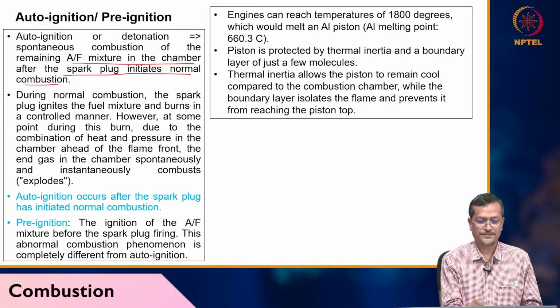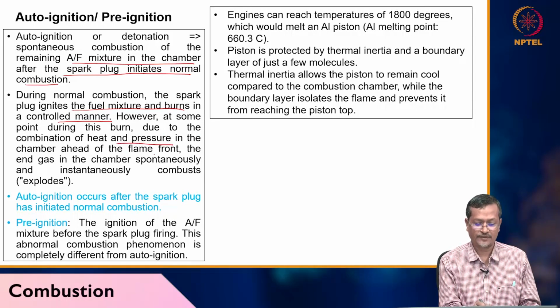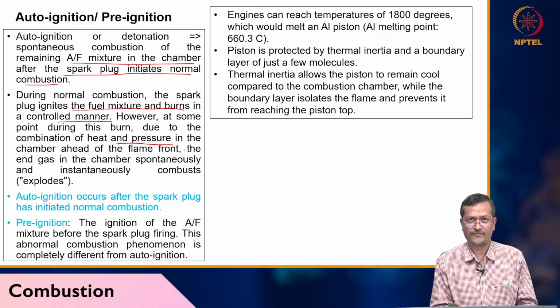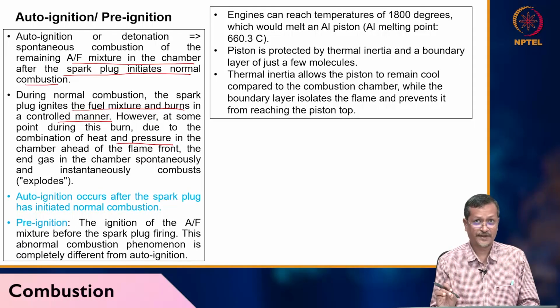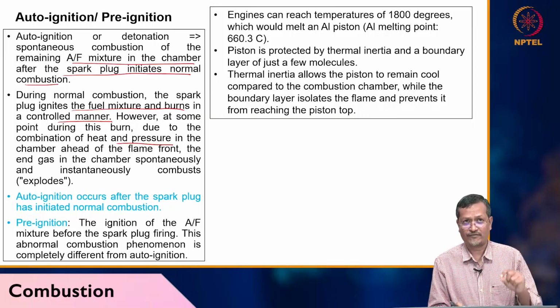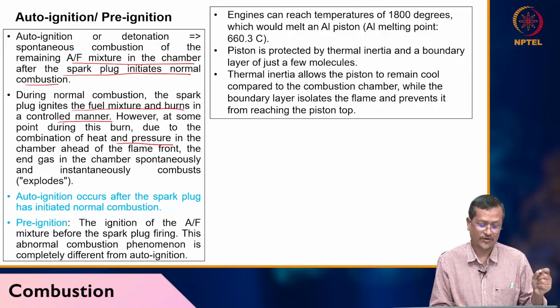During normal combustion, the spark plug ignites the fuel mixture, which burns in a controlled manner. However, at some point during the burn, due to the combination of heat and pressure, the end gas in the chamber ahead of the flame front spontaneously burns and gives very high pressure and high temperature. Auto ignition occurs after the spark plug has initiated normal combustion. So the term auto ignition occurs after the spark plug has initiated combustion.